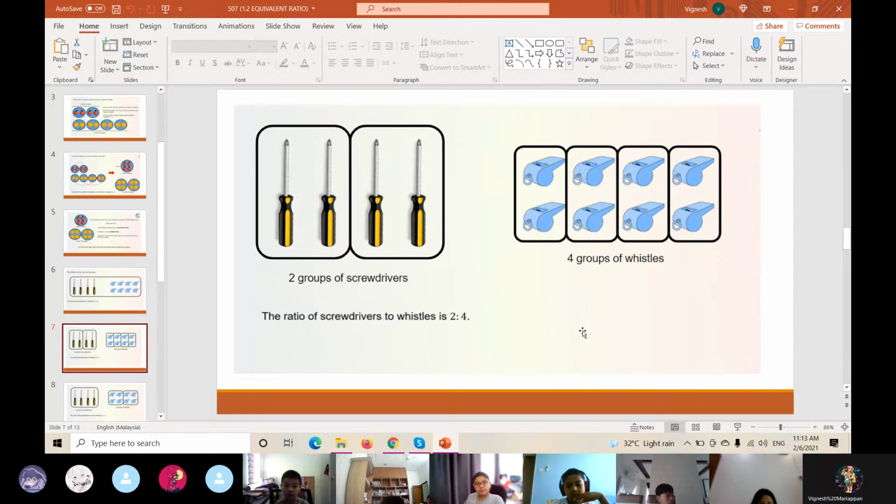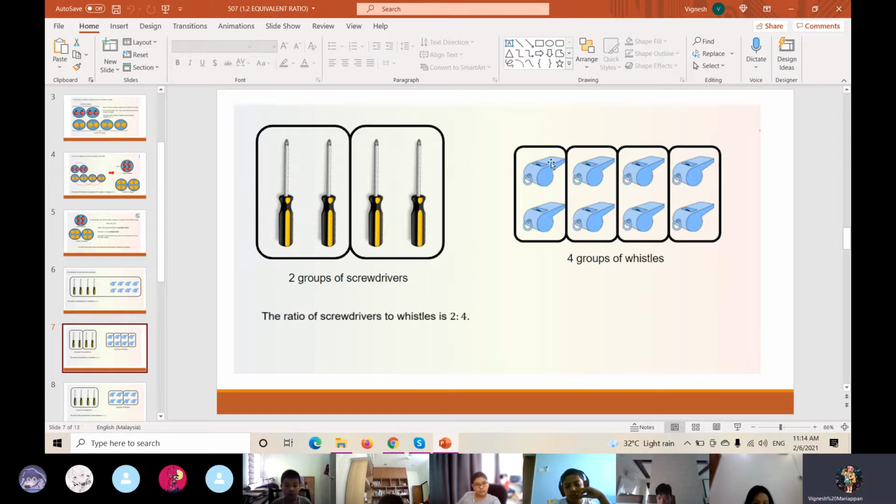Let's say teacher categorized this one into 2 groups. Means one group for 2 screwdrivers, one more group is 2 screwdrivers. So we have 2 groups of screwdrivers, and then same goes to the whistles. I have grouped it into 4. So one group for 2 whistles. So we have 4 groups of whistles.